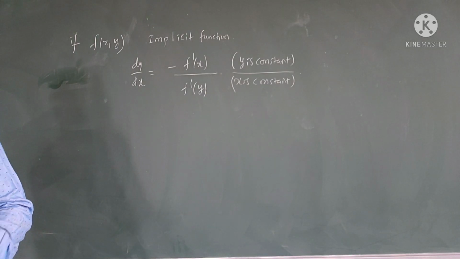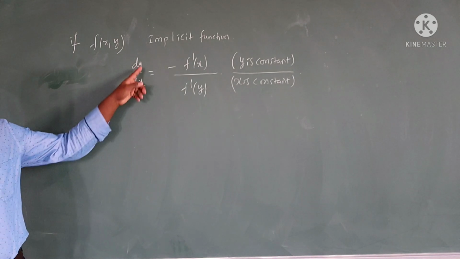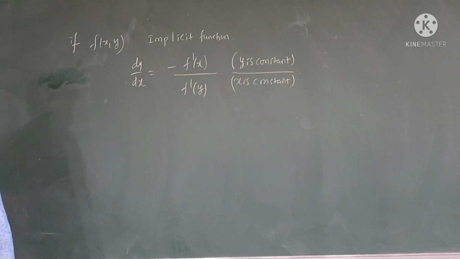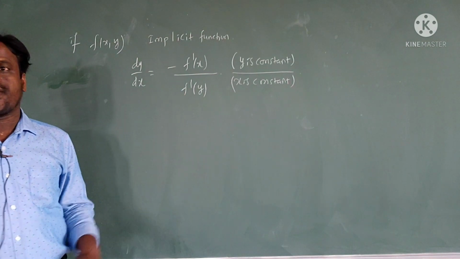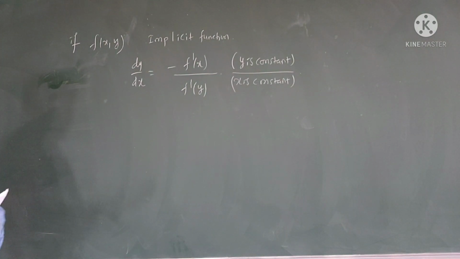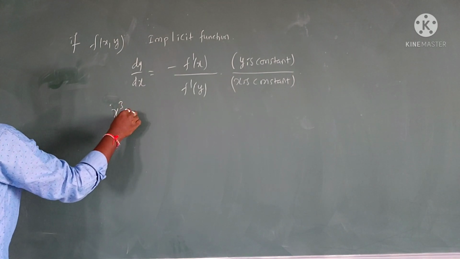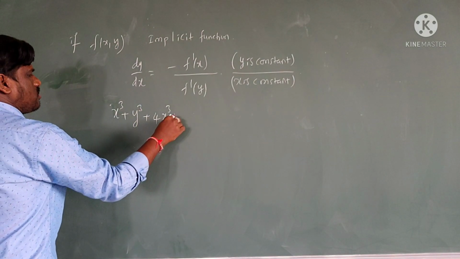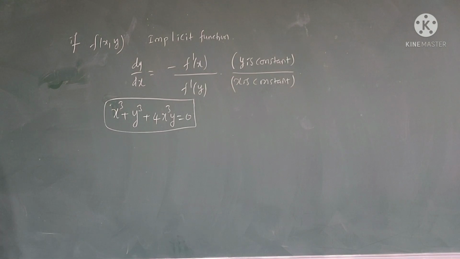We are discussing about implicit function differentiation. Suppose if you have any implicit function, you want to differentiate that, dy by dx is equal to minus of f dash of x by f dash of y, and in numerator y is constant, in denominator x is constant. For example, let us take one example for this. X cube plus y cube plus 4x cube y is equal to 0. You want to differentiate this implicit function.